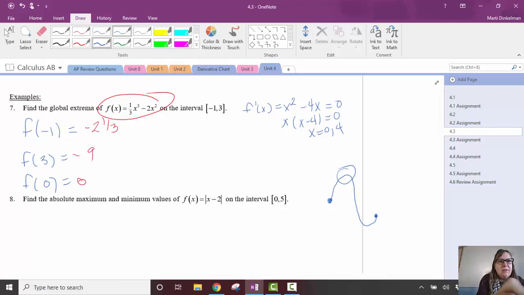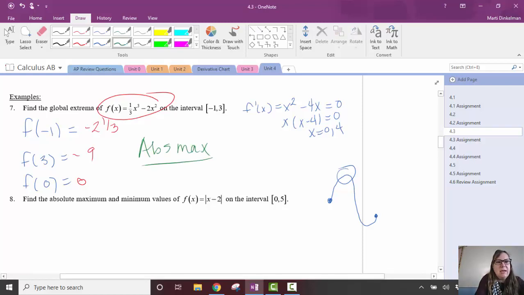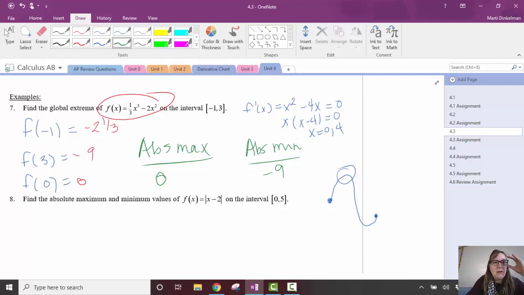So now we can just look at those y coordinates and say the absolute max, or global max if you want to use that, is actually 0. And then the absolute min would be -9. And we just need to see here, I feel like this question isn't super particular, but does it want to know where? Does it want to know what the max and min are? So I'm just going to go with that's what those are.